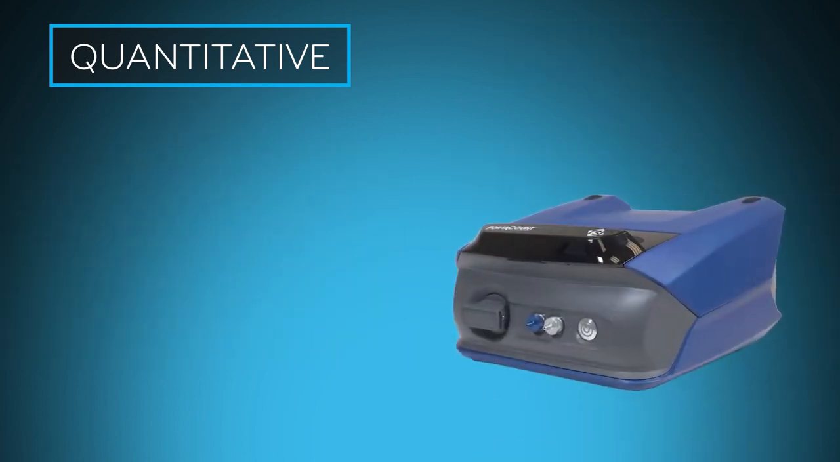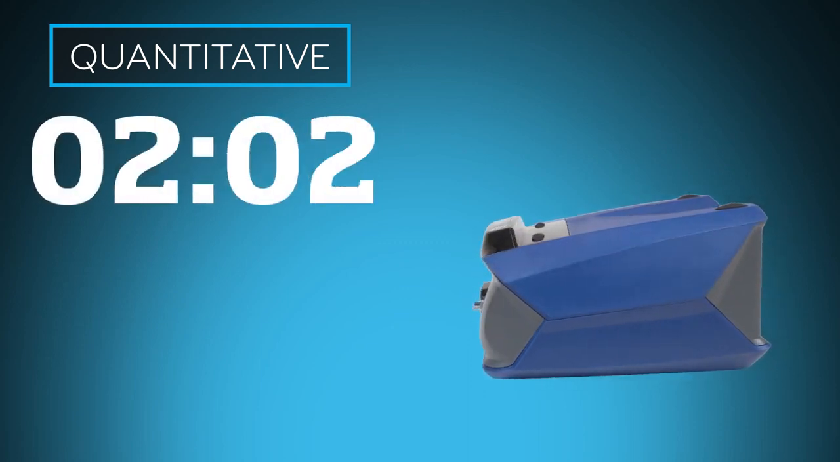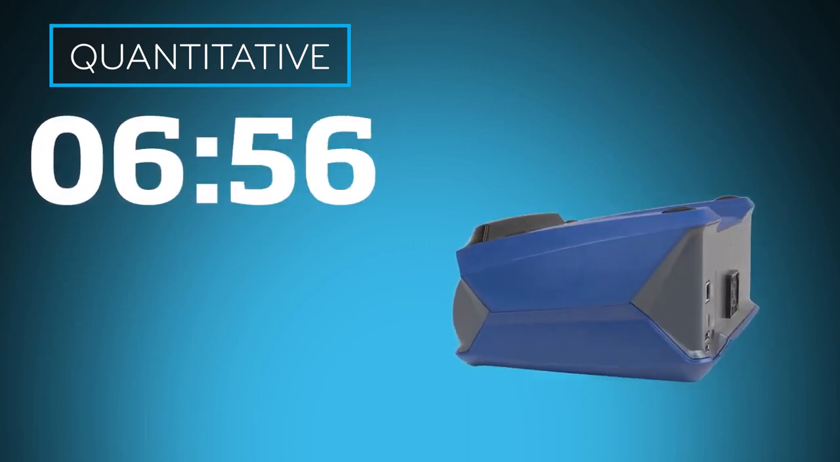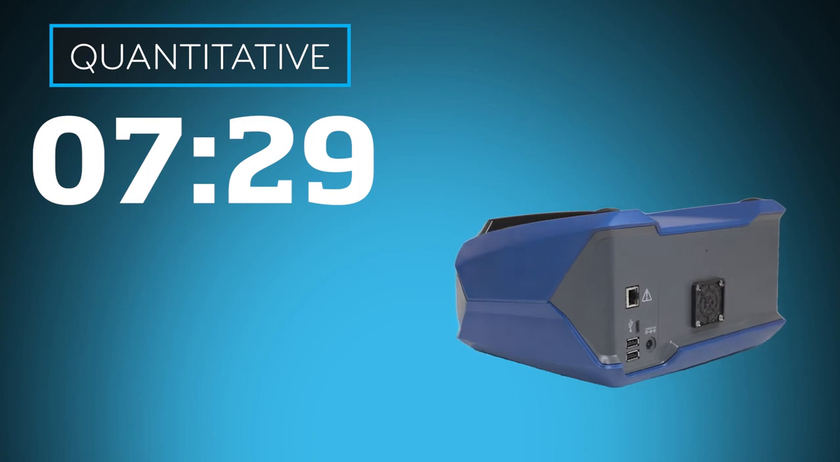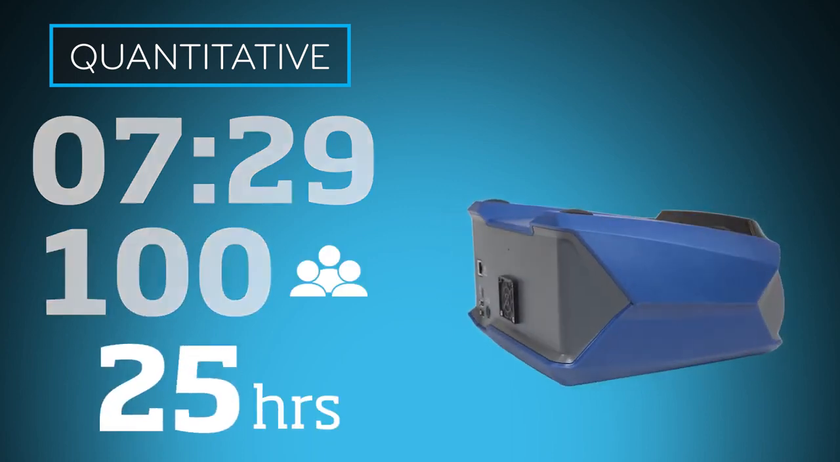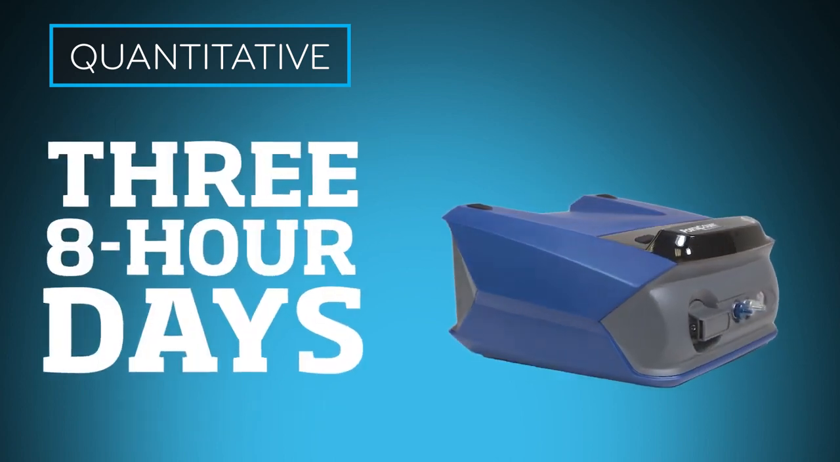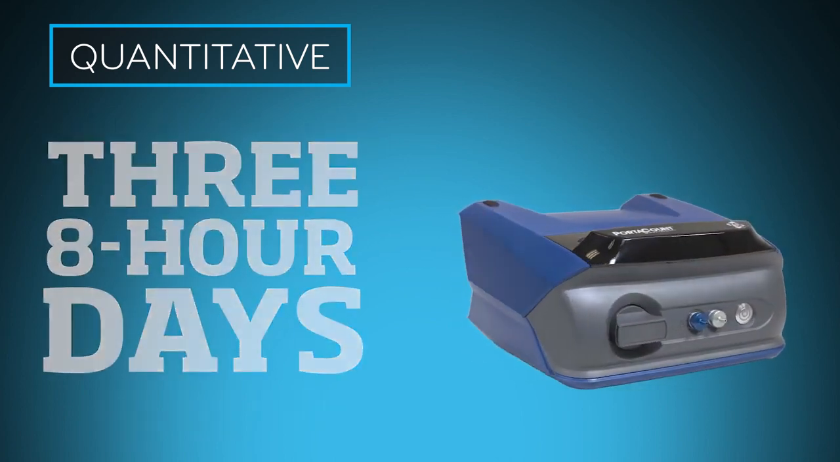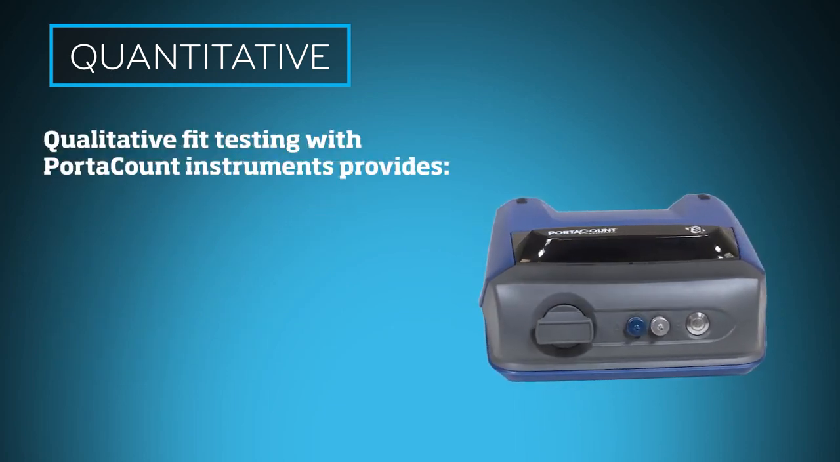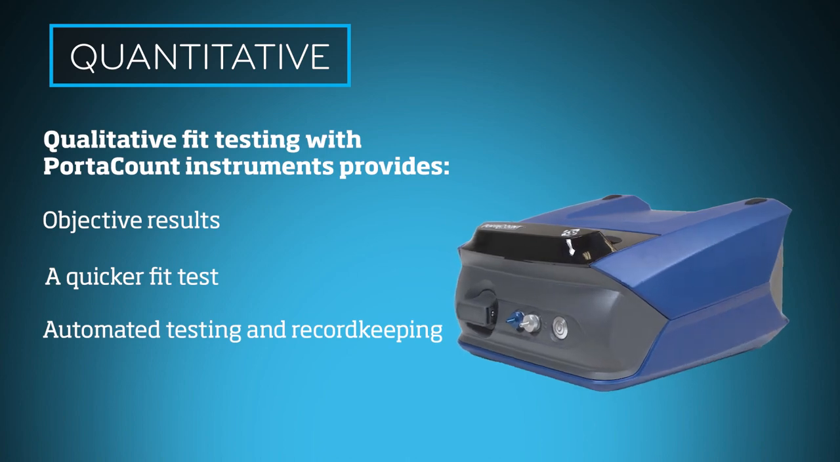For a quantitative fit test using a PortaCount instrument, the total time for a fit test, including the comfort assessment period, is 7 minutes and 29 seconds. Let's say you need to fit test 100 people. You could save nearly 26 hours of fit testing time, or over 3 8-hour workdays by using the PortaCount fit tester. PortaCount instruments provide users with objective results, a quicker fit test, and automated testing and record keeping.